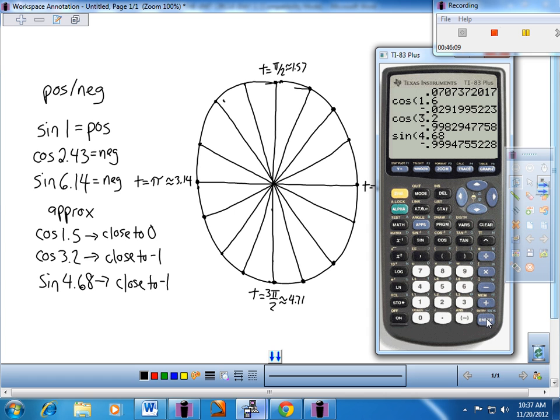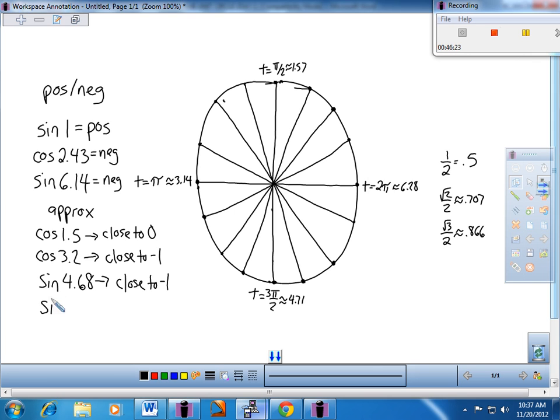How about just one more good approximation? We'll check it on the calculator and wrap this on up. What if I asked you for the sine of, I don't know, let's see, how about the sine of 1? We said it's going to be positive. What do you think? So, it's tough to tell here. But I would say if you went 1 unit around the unit circle, you're probably somewhere in here, give or take. I'm just a ballpark at best.